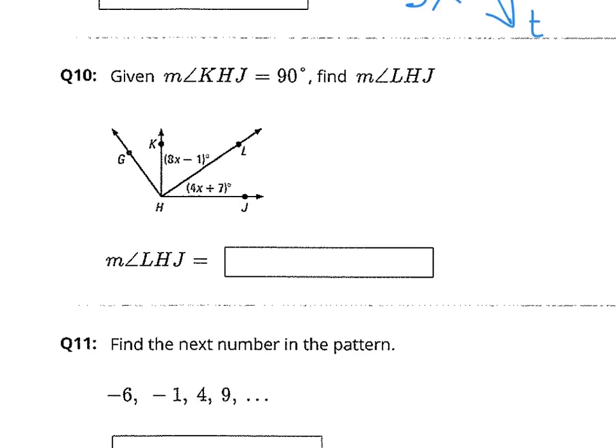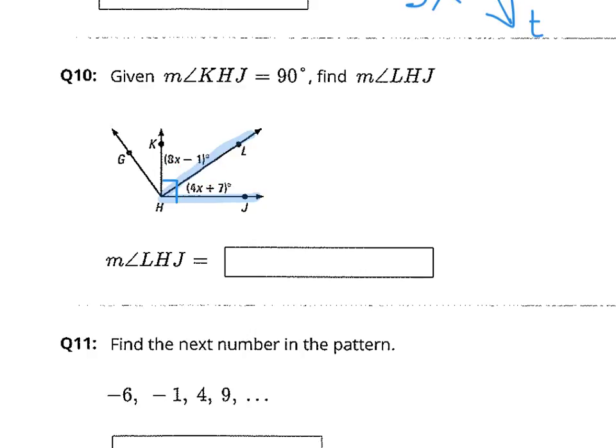Number 10, we want to know the measurement, how many degrees is LHJ. So that would be this angle right here. How many degrees is that? Okay, well now in the directions they tell us that KHJ is a 90. So this is 90 degrees, which means these two pieces add together to equal 90.